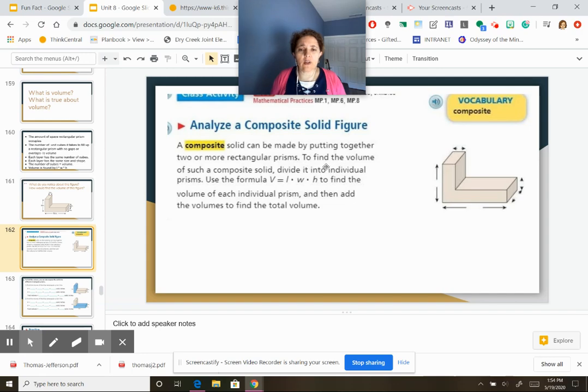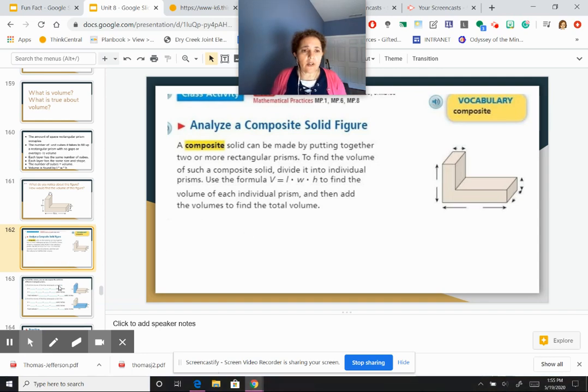2 shapes put together. To find the volume of them, you divide it into 2 individual prisms. So if you said that earlier, yeah, we can break it apart into 2 different prisms, find the volume of one, and then find the volume of the other one, and then combine them, add them together, right? Okay, so different ways that we can break this apart. I can break it apart right here, or I can break it apart right there, right? So I can do it here, or I can do it there.